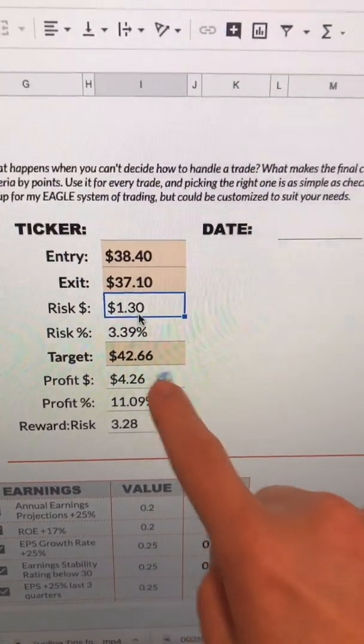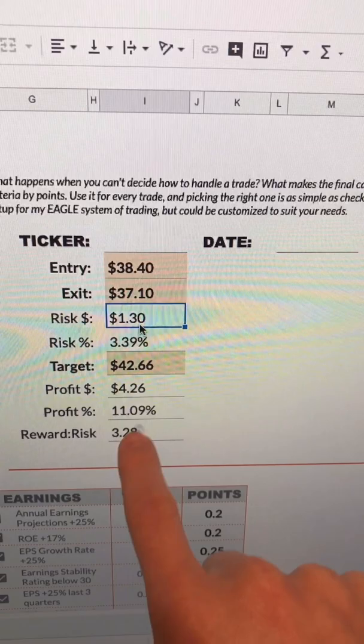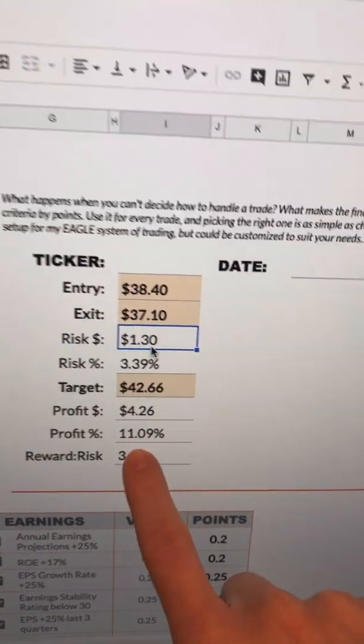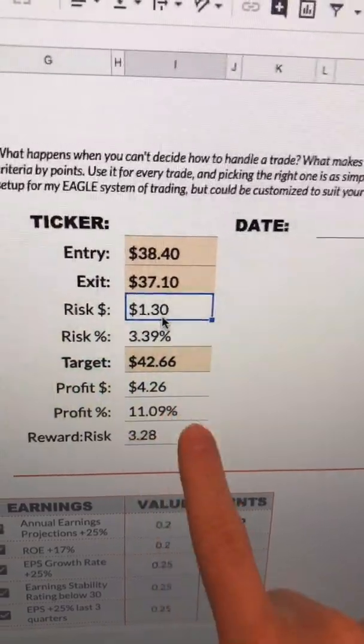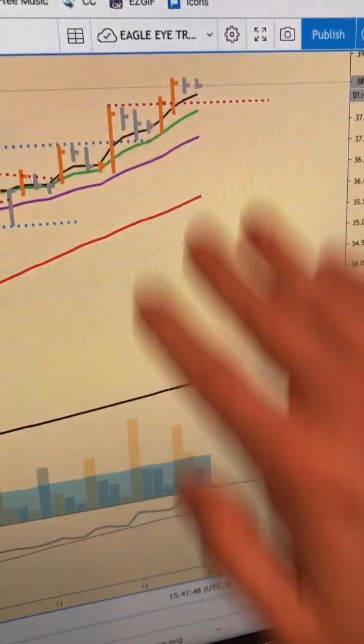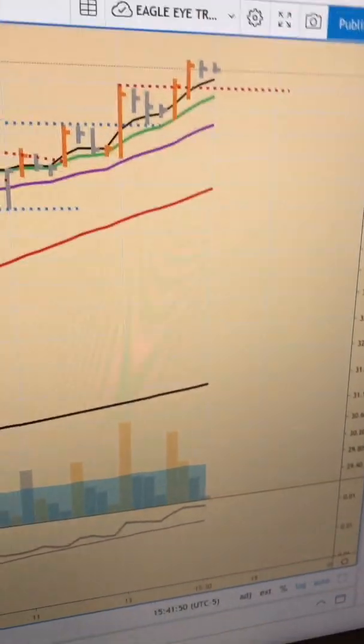you can see how the reward to risk comes back in our favor. We've made a lot of progress on this trade, but it's still giving us a 3-to-1 reward to risk from where we're at right now in this trade. And we always want to keep that in our favor.